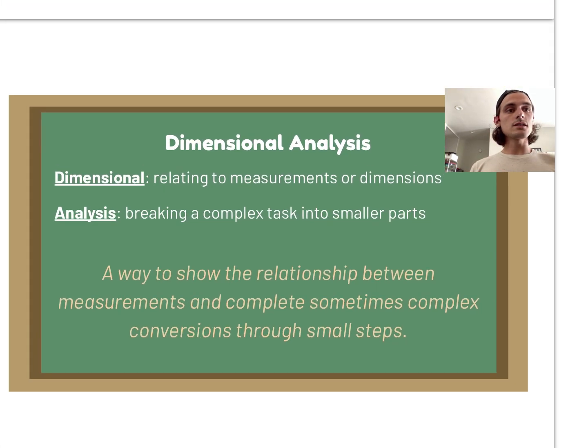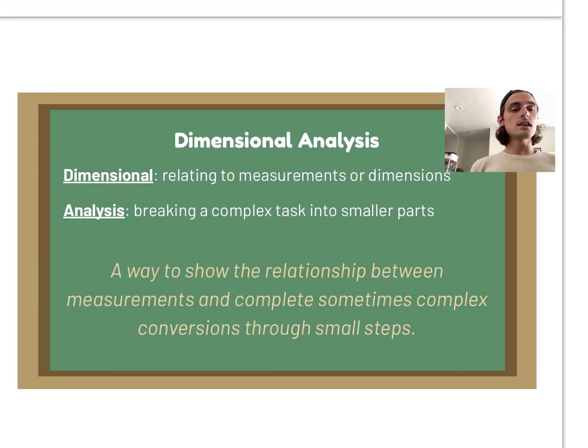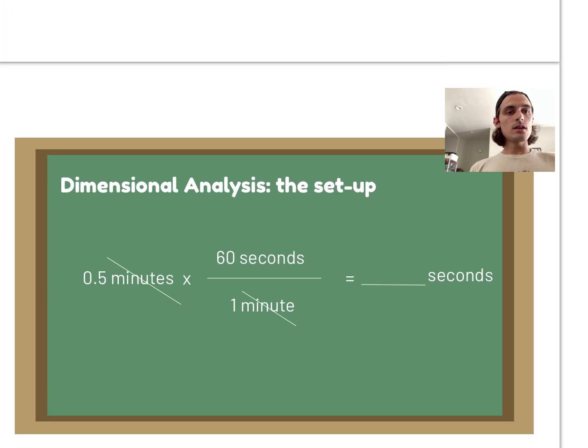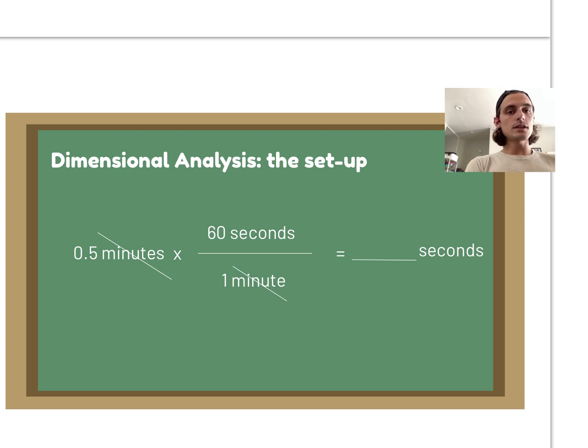And dimensional analysis, here we go. It's a way to show the relationship between measurements. That's that dimensional part, measurements or dimensions, so numbers usually. And we're breaking a complex conversion or complex task into smaller, easier steps. That's what we're working on. Here's the setup: you start on the left with what you already know, so we know that we have half of a minute to talk to our neighbor. You could write it as 1/2, or I just wrote 0.5 minutes.